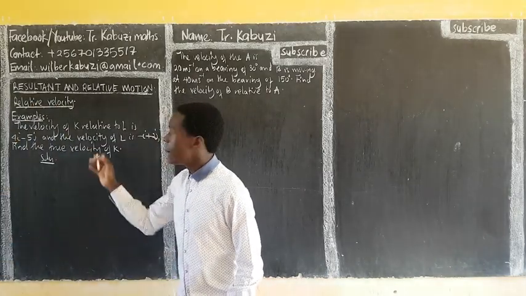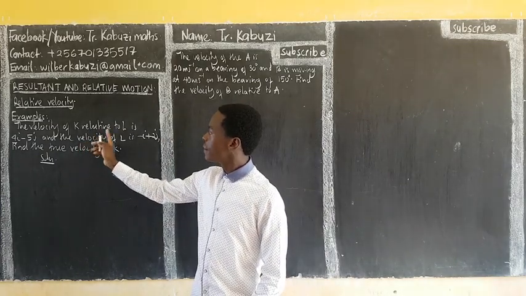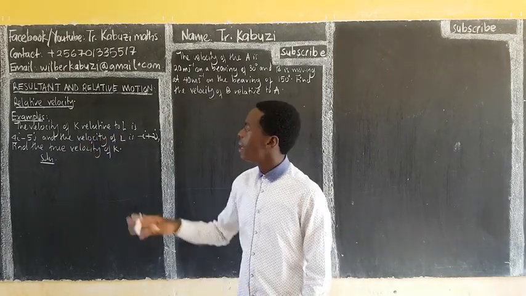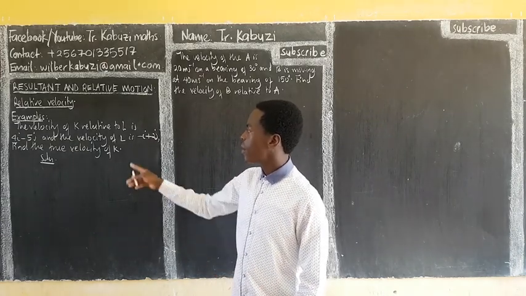Okay, more examples about relative velocity. Let us start with this one. The velocity of K relative to L is this, and the velocity of L is this. Find the true velocity of K.